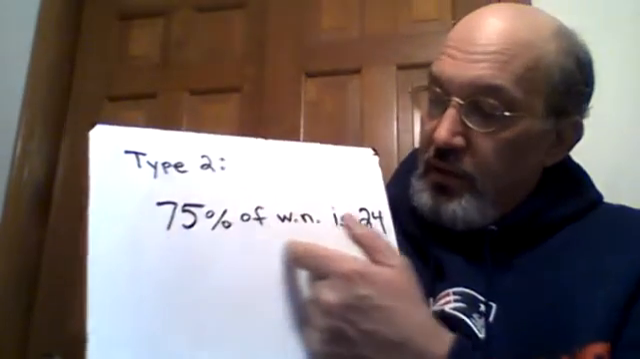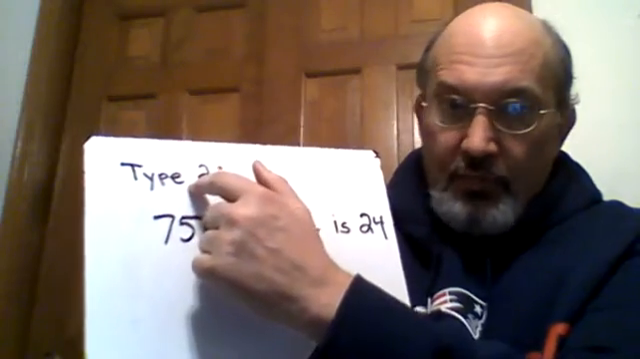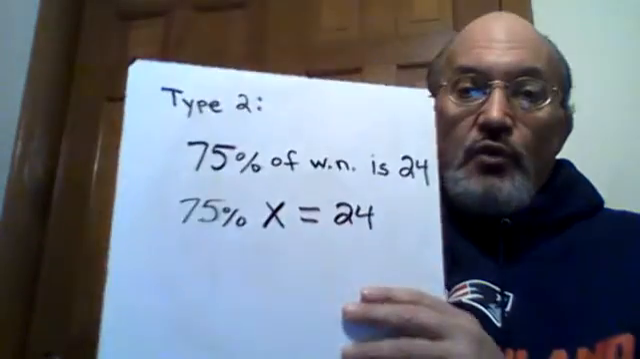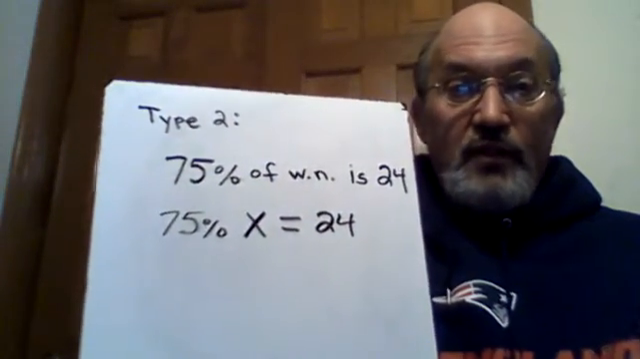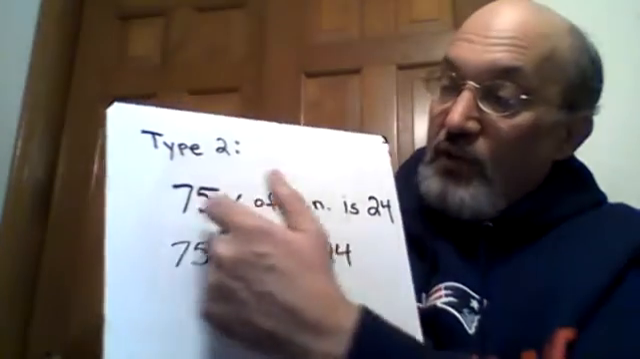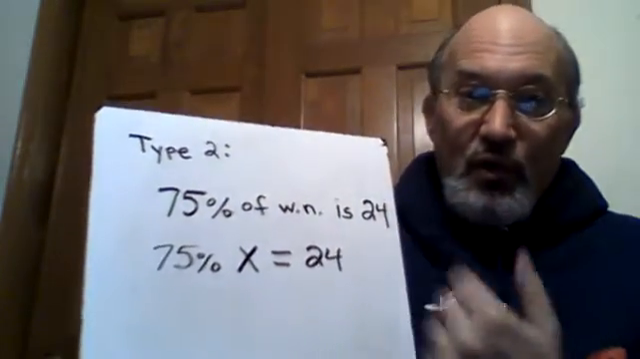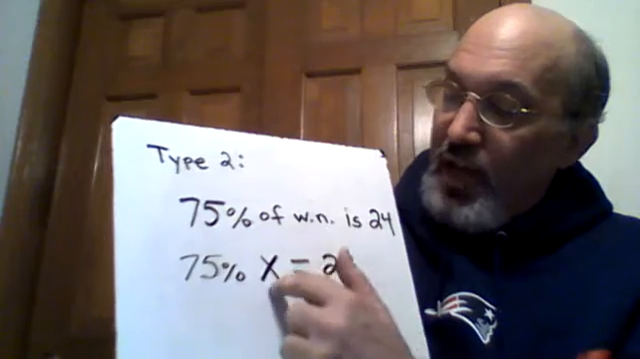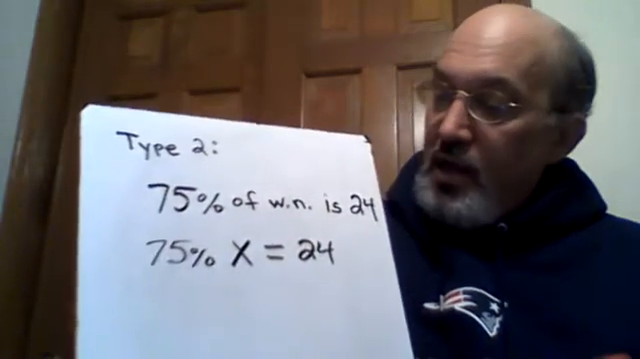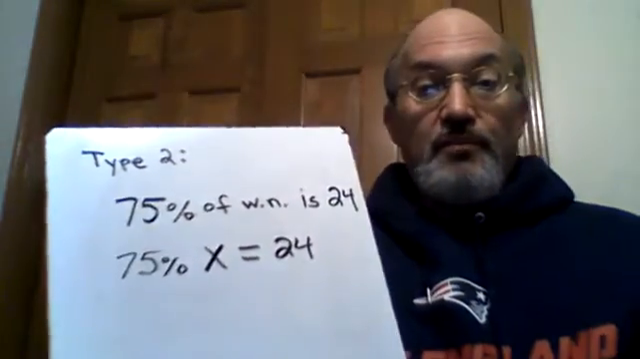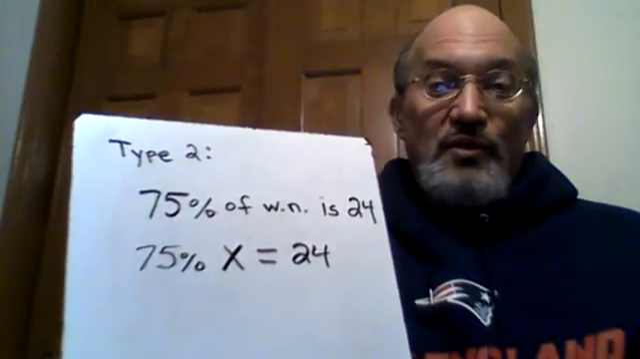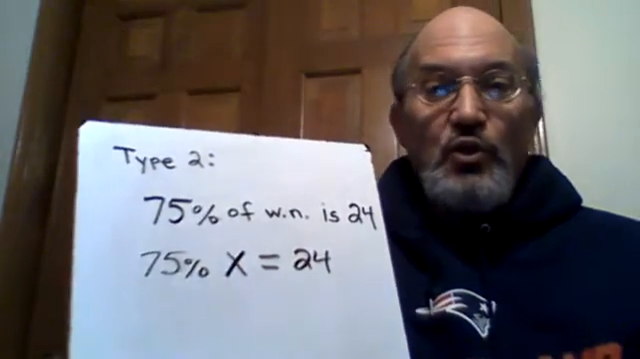So let me rewrite this question, which is the type 2 question. Let me rewrite it this way. 75% x equals 24. With the understanding, of course, that 75% x is a multiplication. 75% of x is 24. All we've done is replace the what number with an x. The of is multiplication, and we put an equal sign for the is. This is an algebra question, but we already know the answer. We know that x is 32, but pretend we don't know it.